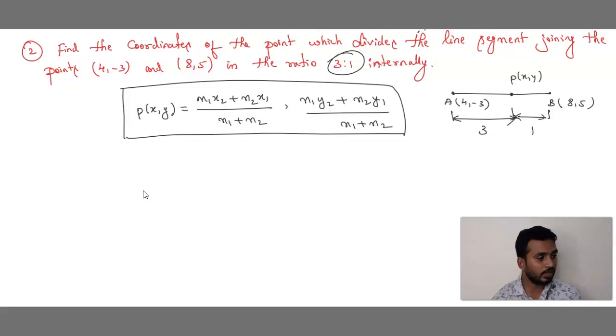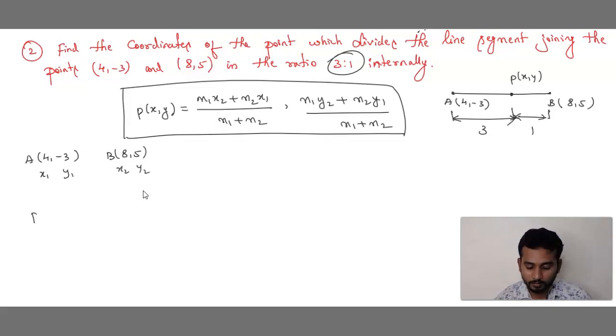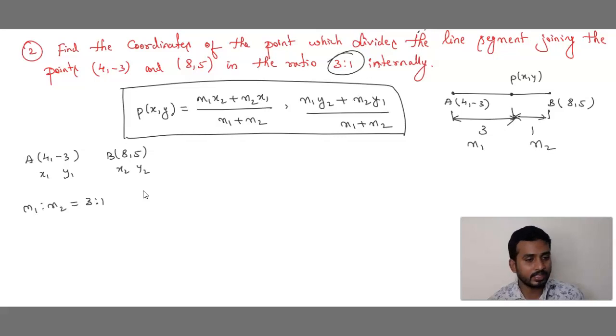Is this clear? Now let me take the data. What is A coordinate? 4 comma minus 3. What is B coordinate? 8 comma 5. So this is x1, this is y1, this is x2 and this is y2. This AB is being divided by the point P in the ratio 3:1. That is nothing but m1 is to m2 equals 3:1. So this is m1 and this part is m2. Any doubts?